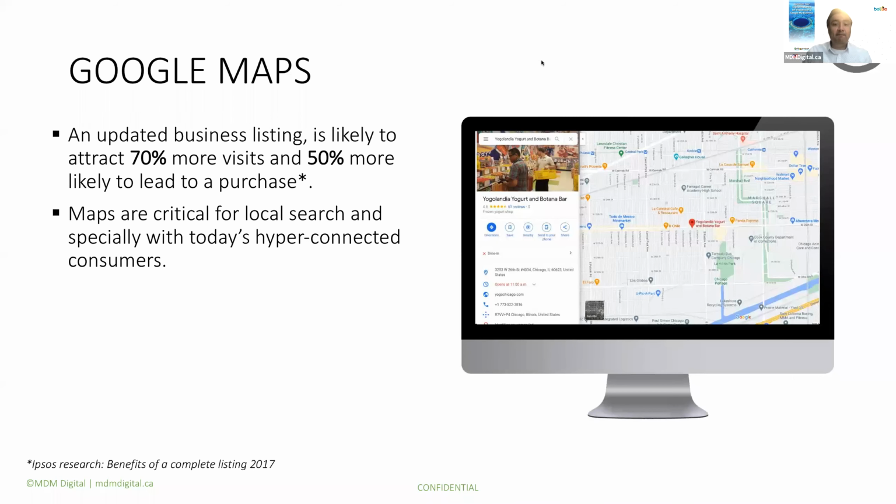In Google Maps, we know that a listing is more than likely to attract 70% more visits and 50% higher to get a sale if you're showing up accurately on Google Maps. And as you can see here, when you optimize your listing on Google My Business and someone's doing a search on Google Maps, you will see that listing in tandem with this map. And again, it's the same card profile that shows you all the details we saw before. So again, this makes it super critical from a local search perspective.